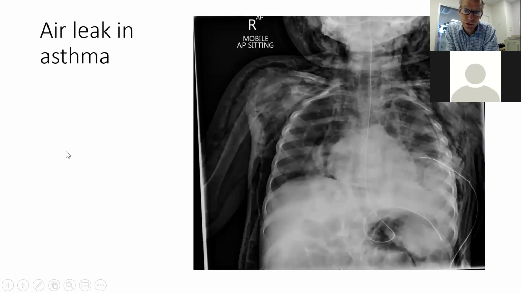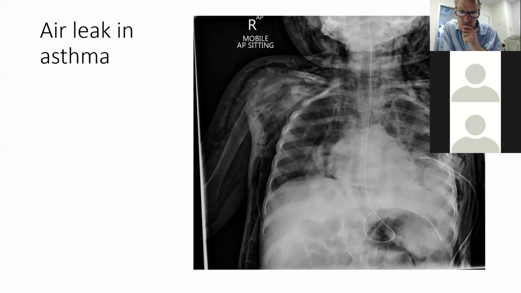Air leak can also occur in other conditions, like I said, and this was a child who just had asthma, who had severe air leak. And this is one of the worst types of cases of air leak I've ever seen. And you can see, where's the air in this child? Most of it in the subcutaneous tissue. Yes, that's right. Most of it's in the subcutaneous tissue.